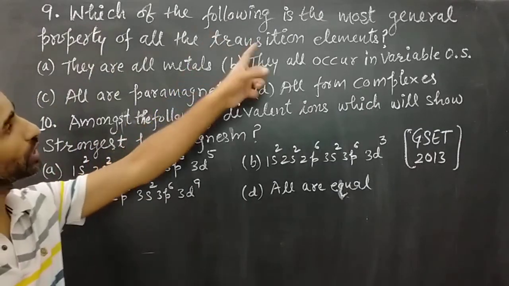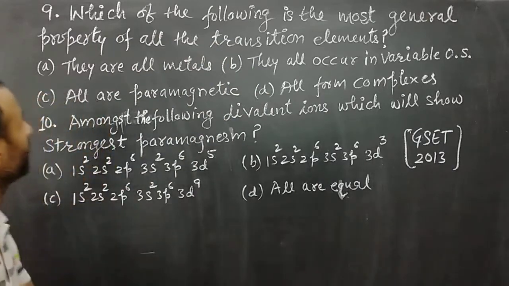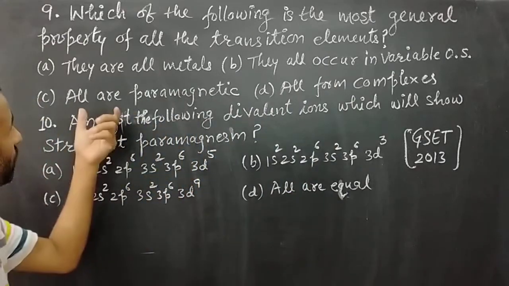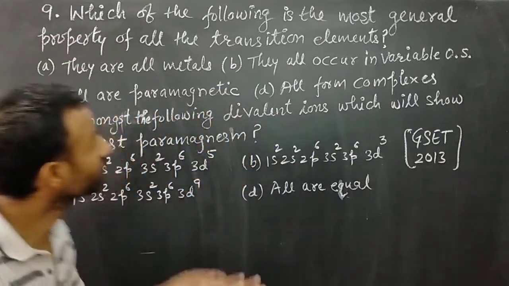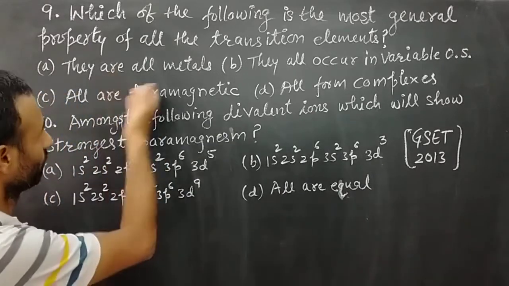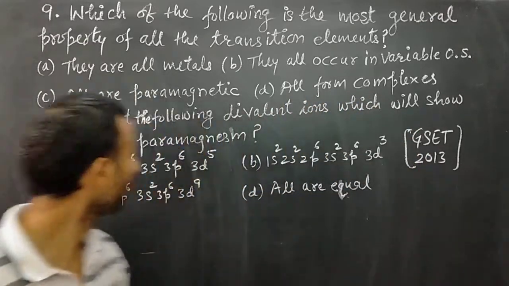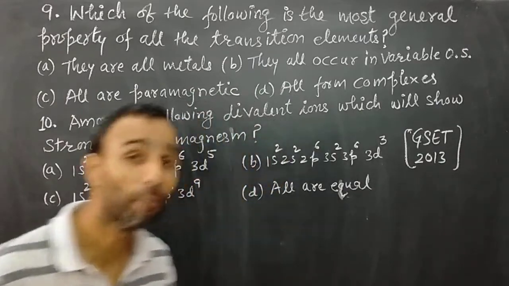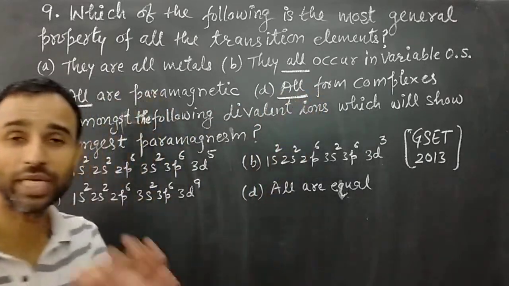Ninth question is, which of the following is the most general property of all the transition elements? So you see, they are all metals, they occur in variable oxidation states, all are paramagnetic, all form complexes. First of all, these are all general properties of transition elements, because they are metals, they occur in variable oxidation state, they are paramagnetic, they form complexes, but the word is "all." This word makes the difference.